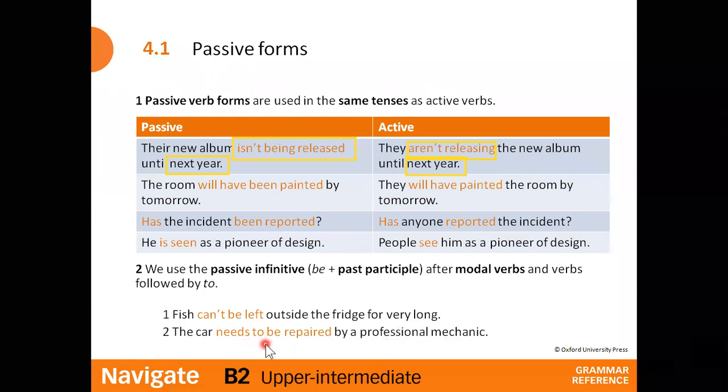Next, the car needs to be repaired by a professional mechanic. "Needs to" usually come together, and "be repaired." You usually use "be" in the correct form in the passive, as well as with modal verbs, you should use "be" in this way. Okay, so here you learn how to distinguish active from passive and how to use modal verbs in passive voice.